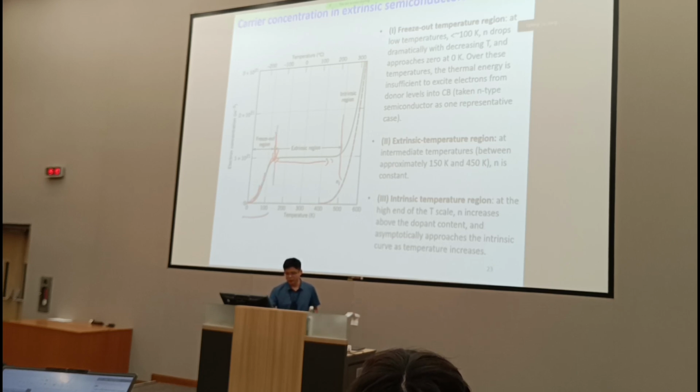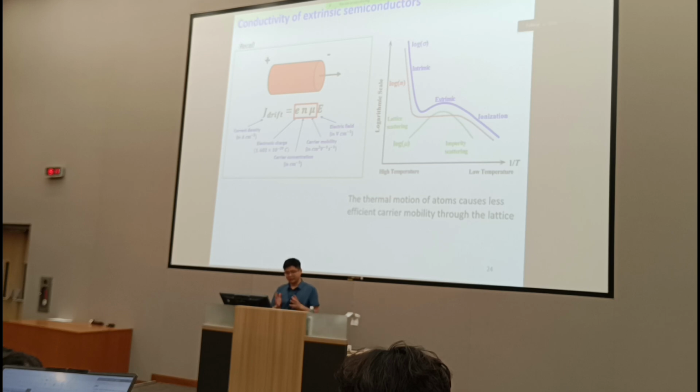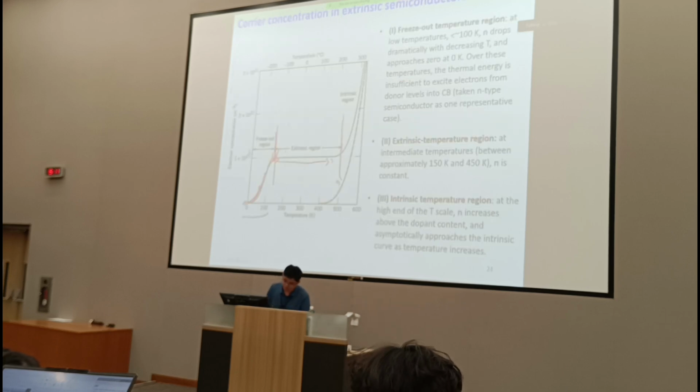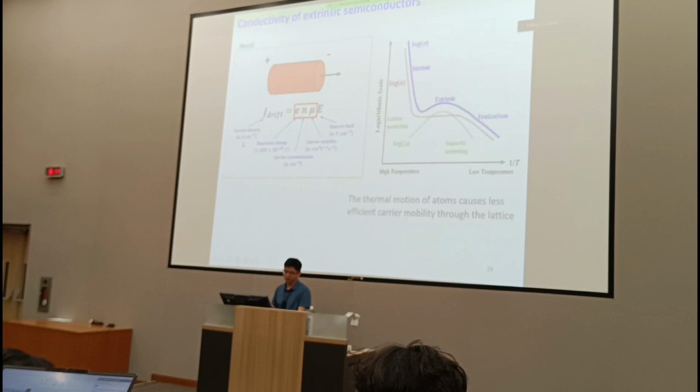But if you are ultra cold, close to absolute zero temperature, you have zero carrier density. Right? So this is the so-called freeze-out regime. Right? So you have three regimes: extrinsic regime, intrinsic regime, and freeze-out regime. So that is the carrier concentration, electron concentration, as a function of temperature.